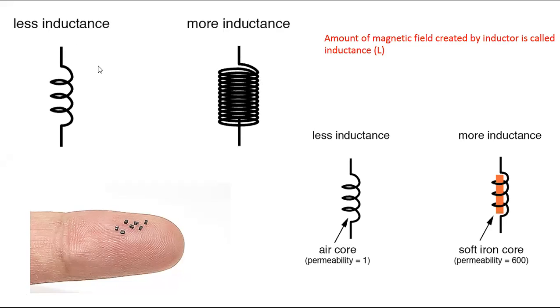Low magnetic field, because it has a minimum number of turns, or a minimum number of rotations of copper wire. Now the second one you see, it has a maximum number of turns. We cannot count every turn. So it is creating a maximum magnetic field.